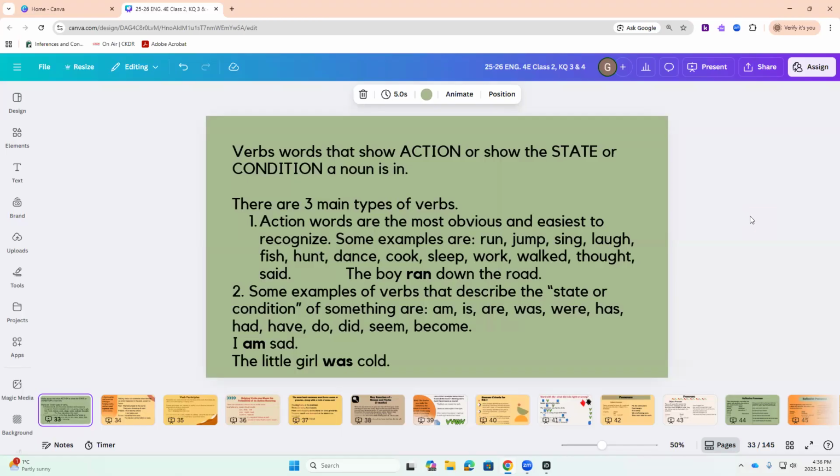Usually we're using it when we're describing something, like, I am sad. So "am" is the verb, but we're basically describing the condition the person is in. They're in the condition of being sad. The little girl was cold, right? I'm not telling you what the girl's doing. I'm telling you her condition. She's in a state of being cold.